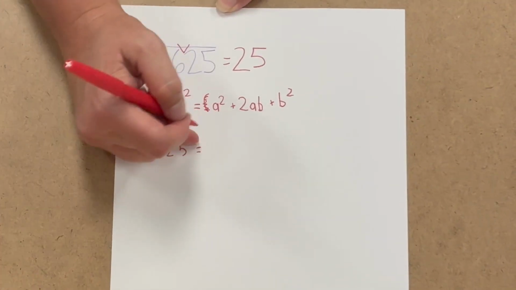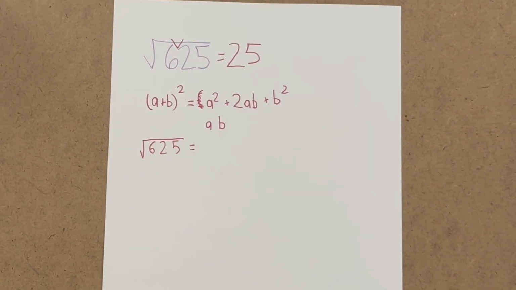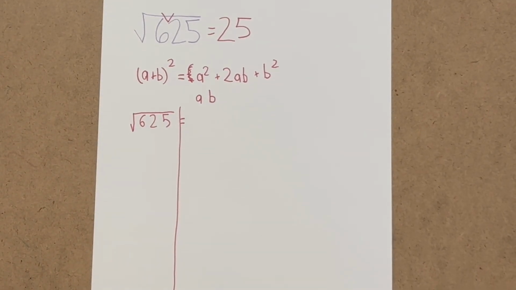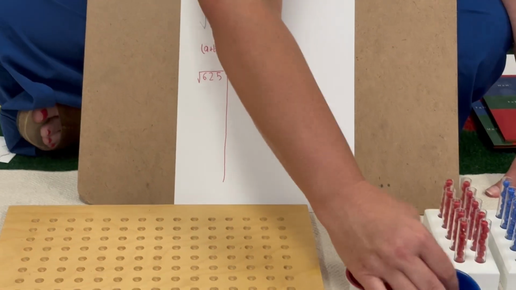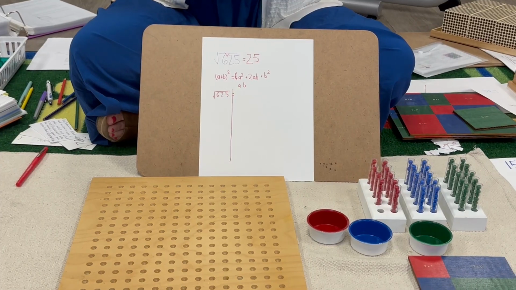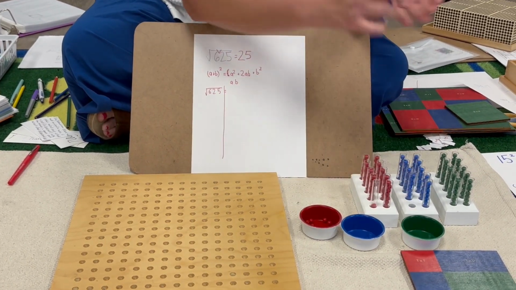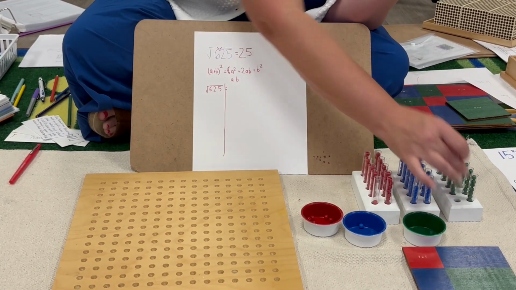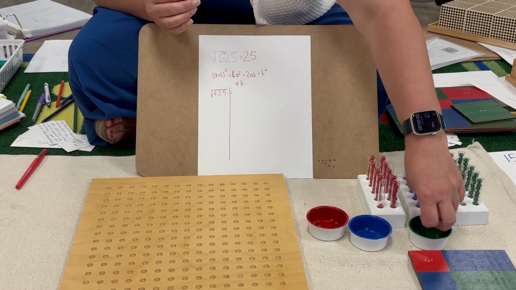Now up above this, on the line above, I always write A and I write B. And then I put a vertical line here. All right, so let's start by building our problem. 625. 2, 4, 6. 2 tens. 5 units.